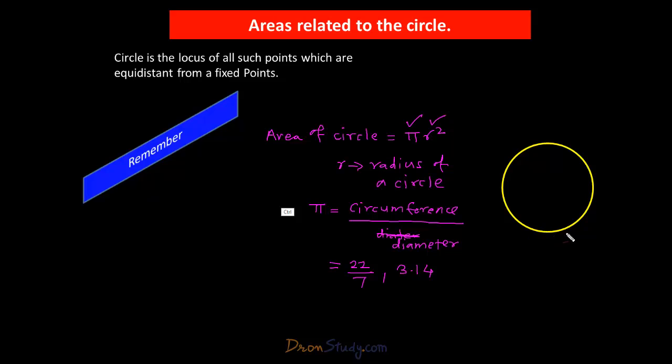Now, how to find the circumference of the circle? Circumference is nothing but the perimeter, and perimeter is a total length of the boundary, and this total length of the boundary is given by circumference of a circle is equal to 2 pi r. So the circumference of a circle is given by 2 pi r. So the area is given by pi r square, and circumference is given by 2 pi r.